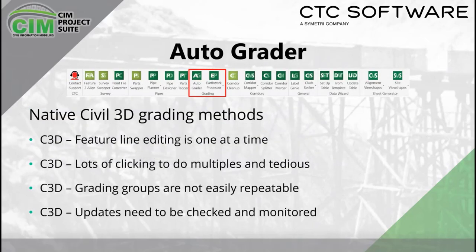So native grading, some of the pitfalls of it when you're using feature lines to grade from. I think we all have done this before. We're using stepped offsets. It's pretty much one at a time. It's kind of cumbersome. You have to change things there. So it's a lot of clicking and multiple clicking, and it gets very tedious. And then grading groups, they're really not that easily repeatable and can run into some pitfalls, and updating can be a pain because you really need to check things and be on your toes and monitor as you go along.